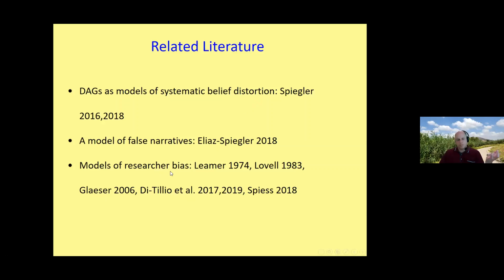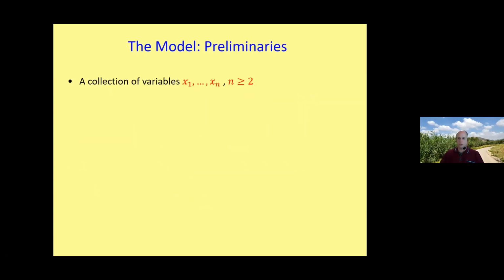Then there are a few models out there, not necessarily econometrics models, but really models that try to model researcher bias. So in this sense, this paper is somehow related to that. Okay, if there are no further questions, I'll get to the model itself.